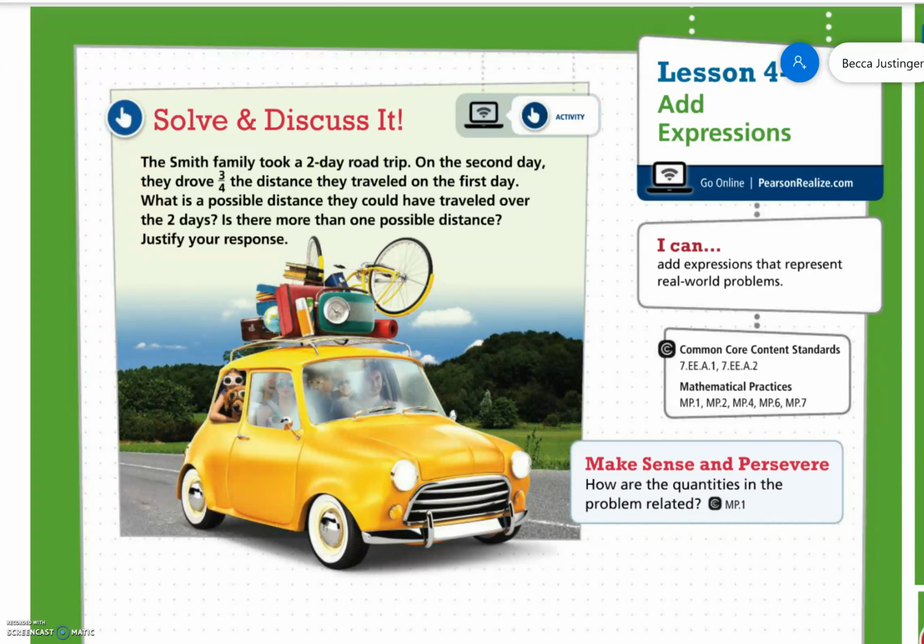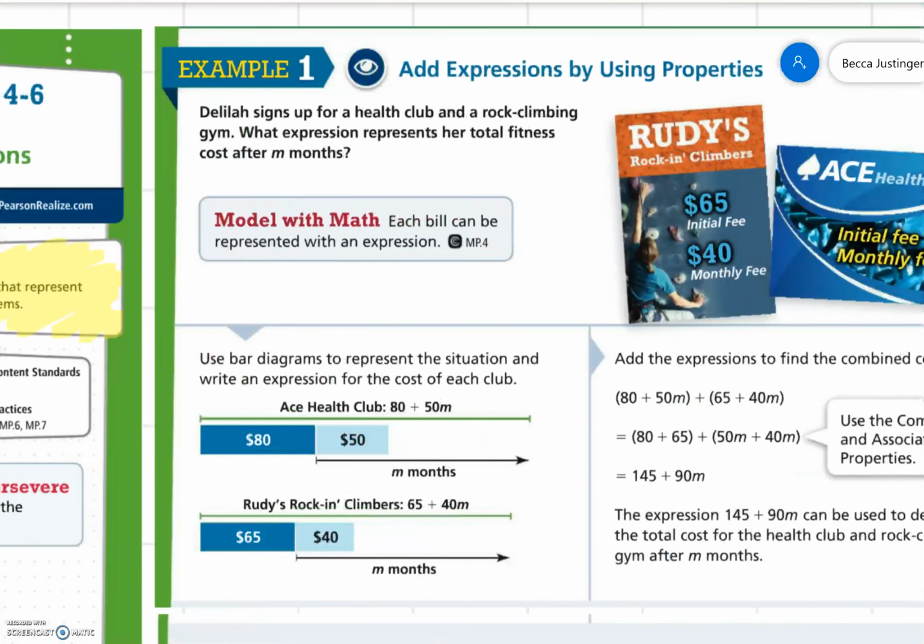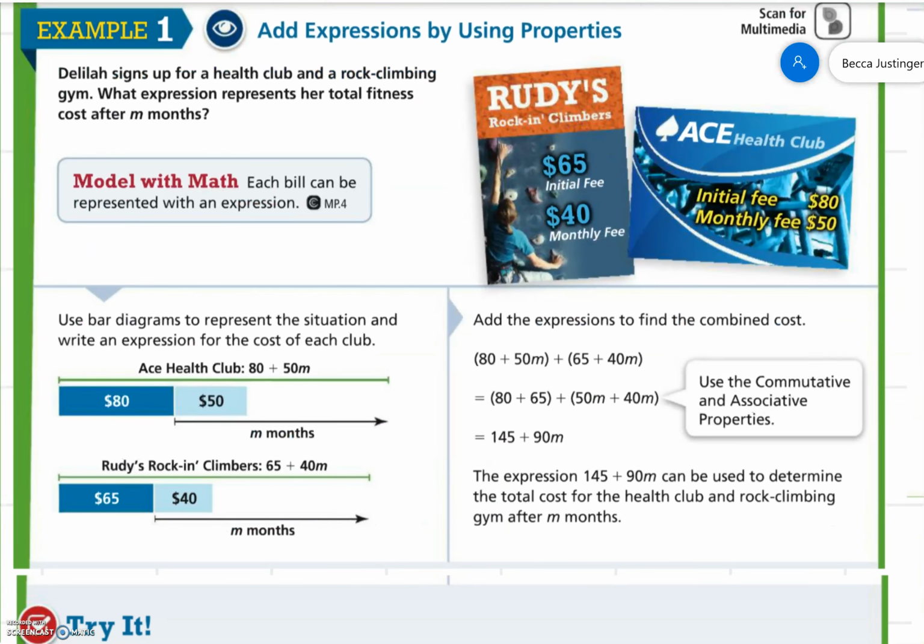Hi, 7th grade. Today we are going to do two lessons, lessons 4.5 and 4.6. So we'll start with lesson 4.5, add expressions. By the end of the lesson, I want you to be able to say, I can add expressions that represent real world problems. All right, to save time, since we want to fit two lessons in, we are going to skip this first page and go right to the first example.